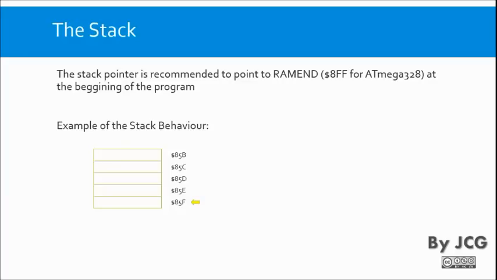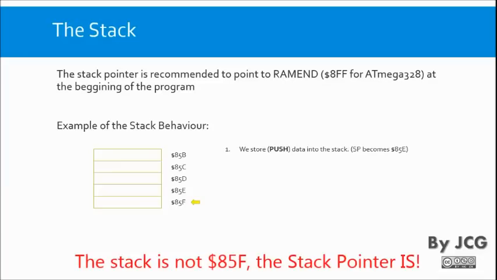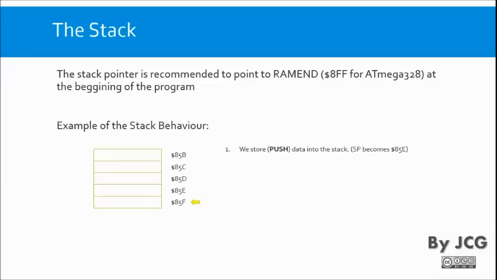So how does the stack behave? First, let's assume we are using an instruction called push. This instruction stores data into the stack. So right now the stack pointer is at 85F and we have some data to store. What's going to happen is that we put the data in the first location, which is 85F, and the stack pointer is going to be modified because we need to know where we can store other data. So once we store, this is what happens.